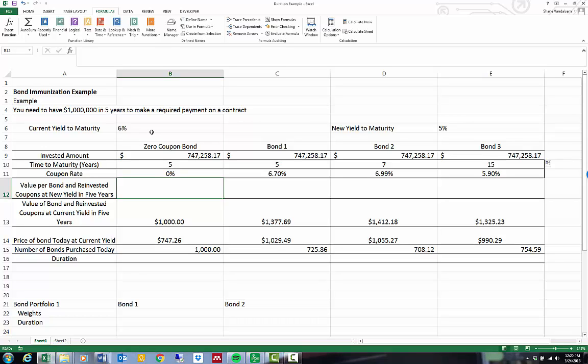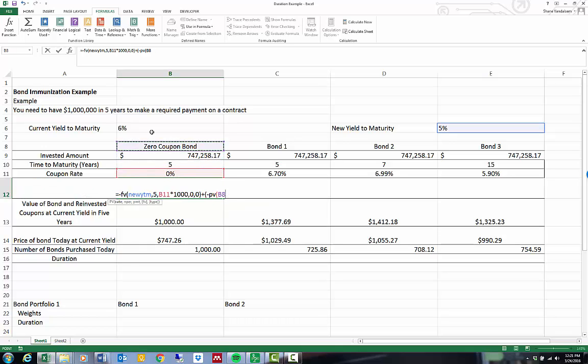So we're going to make the same calculation that we made in row 13, but instead of using the current yield to maturity, we're going to use the new yield to maturity. So again, we start off with negative future value. Our rate is now going to be the new yield to maturity. Our number of time periods is 5. Our payment is going to be equal to the coupon rate multiplied by 1,000. Our present value is 0 and our type is 0. And then I'm going to add to that negative present value, open parentheses. The rate is again the new yield to maturity.